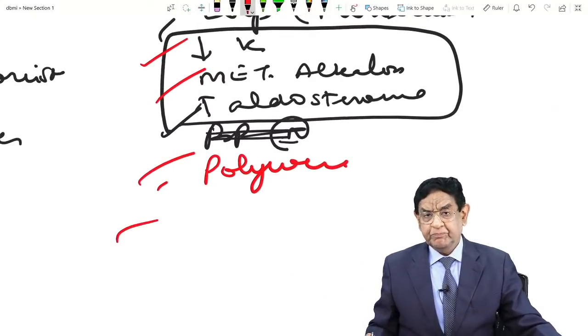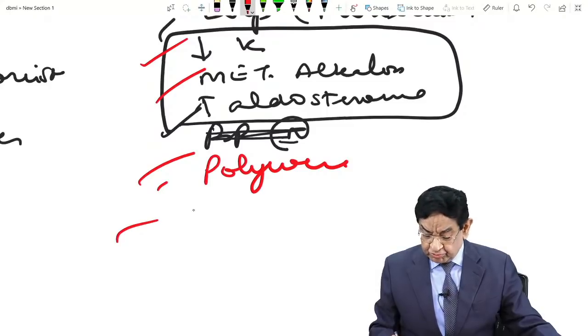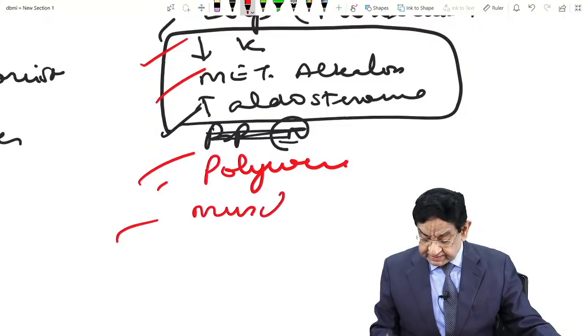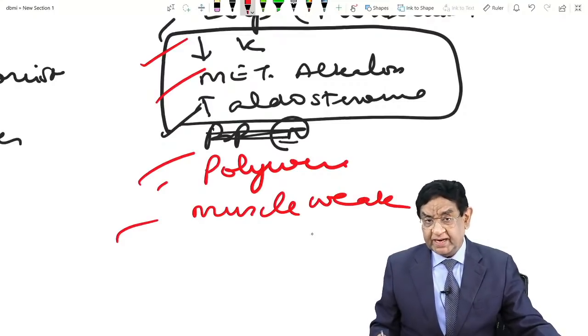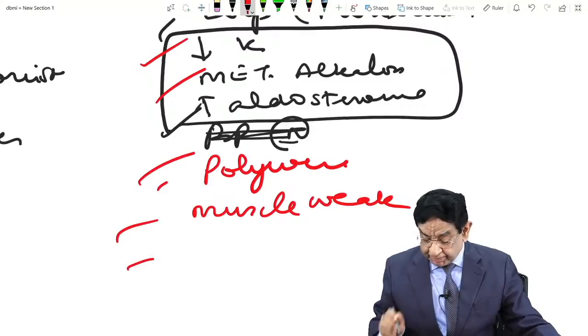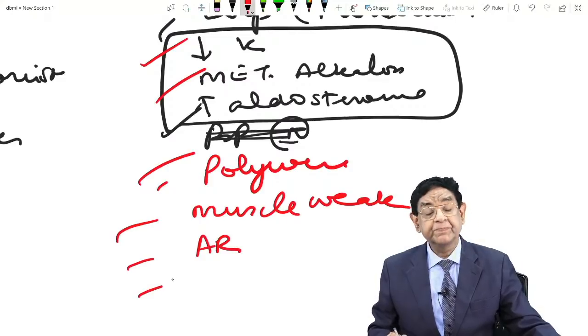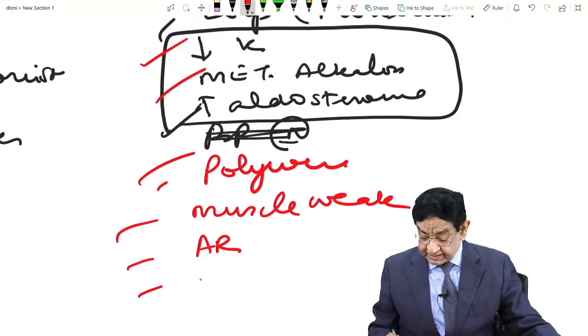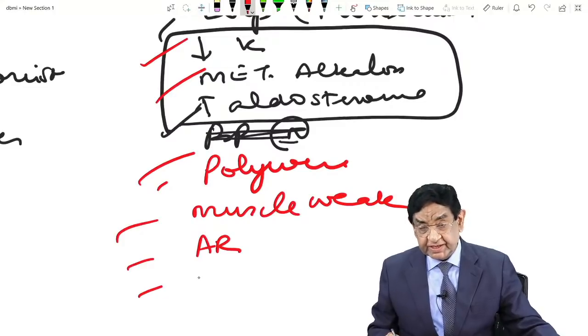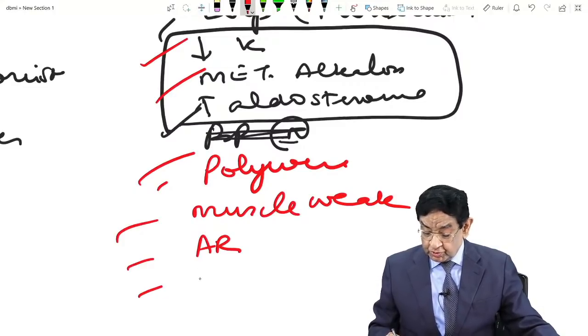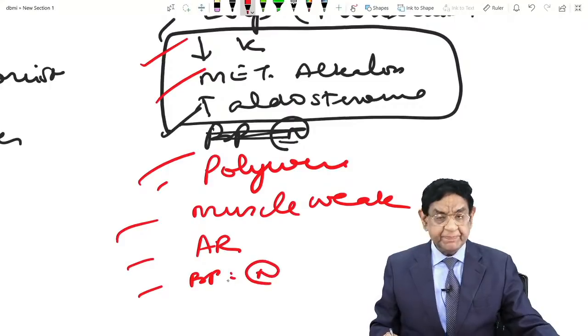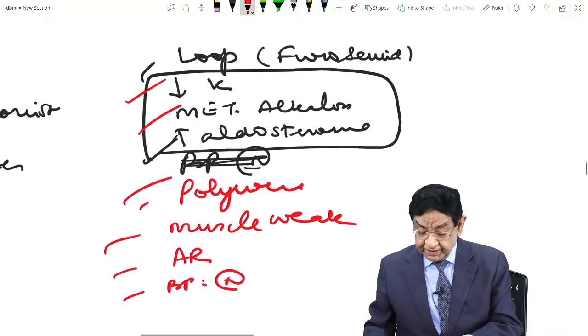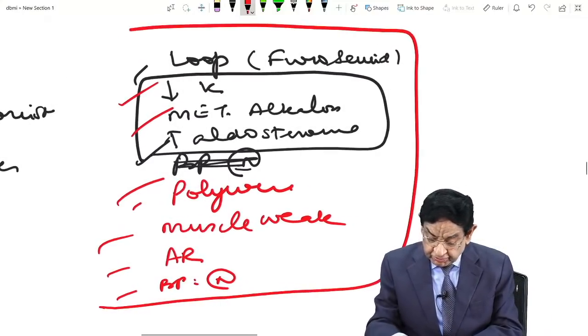Moreover, the potassium level going down leads to muscle weakness. And this is secondary to low potassium level. And finally, Bartter syndrome is an autosomal recessive condition, and BP is normal. BP is not reduced. So friends, this is the golden line to remember.